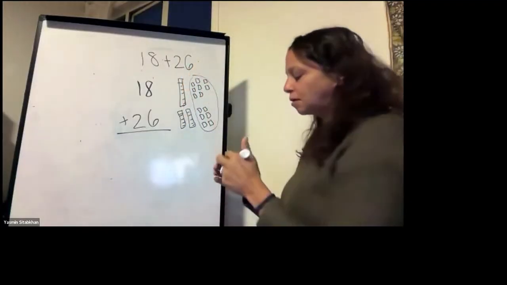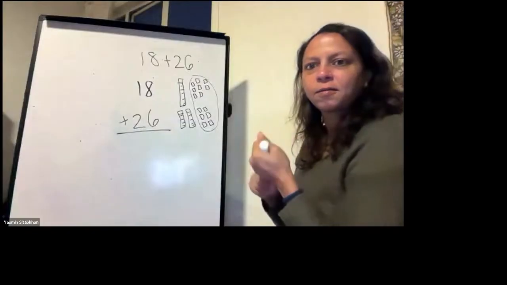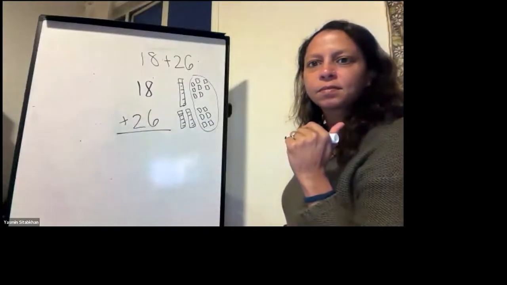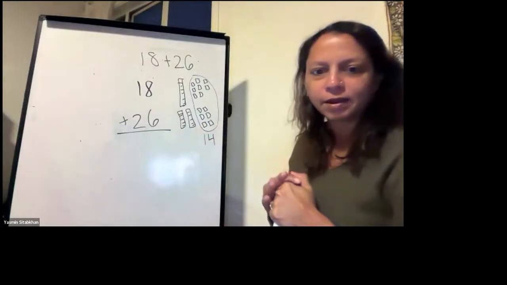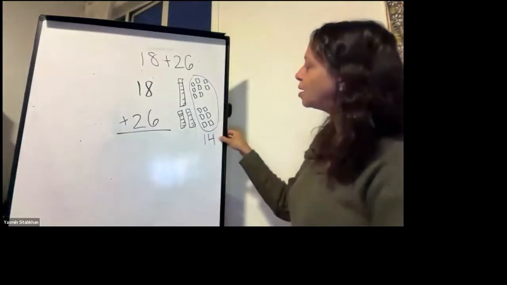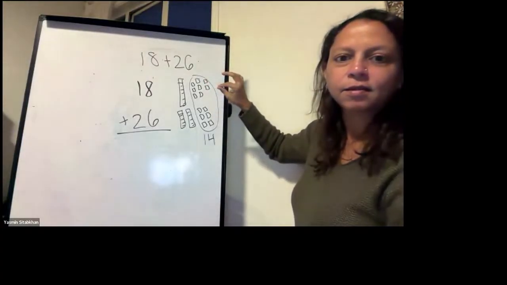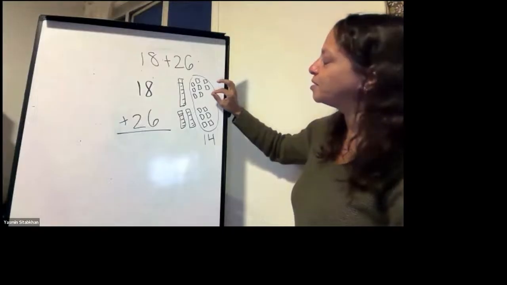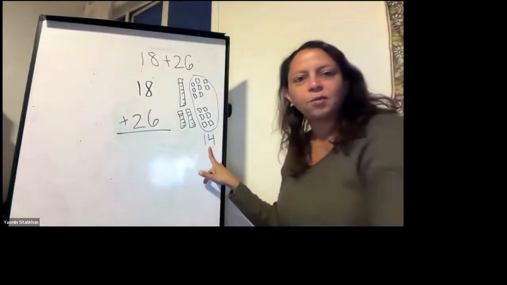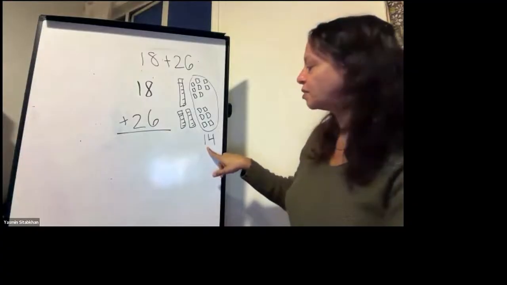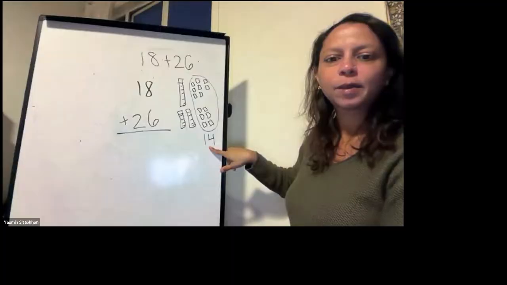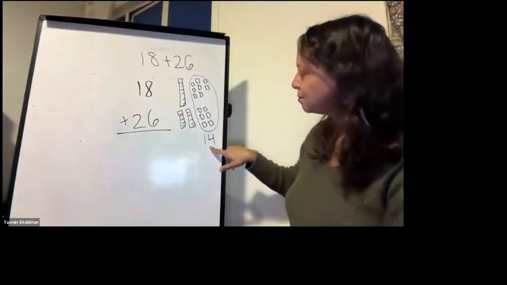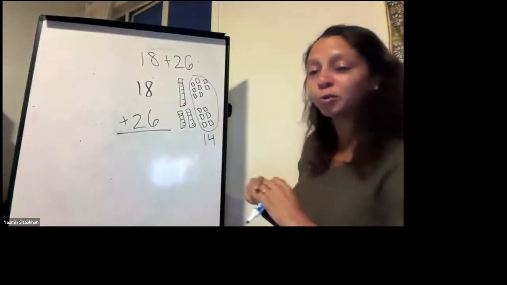14. We have 14, right? We had done that before. Yes, thank you. We have 14 ones. We put them together. Now, there's something here with this 14. What can we do with this 14? We can have it as 1 ten and 4 ones. Exactly. We can make a group of 10.